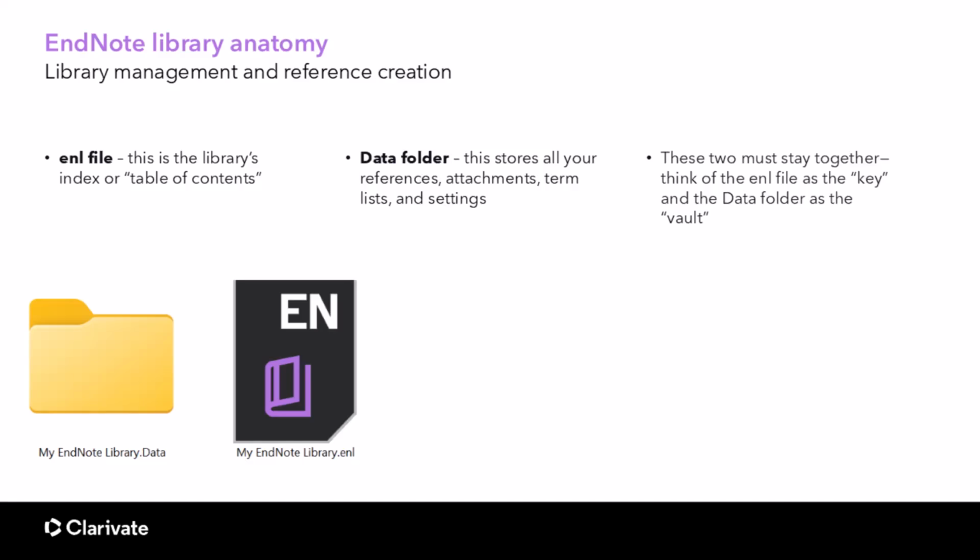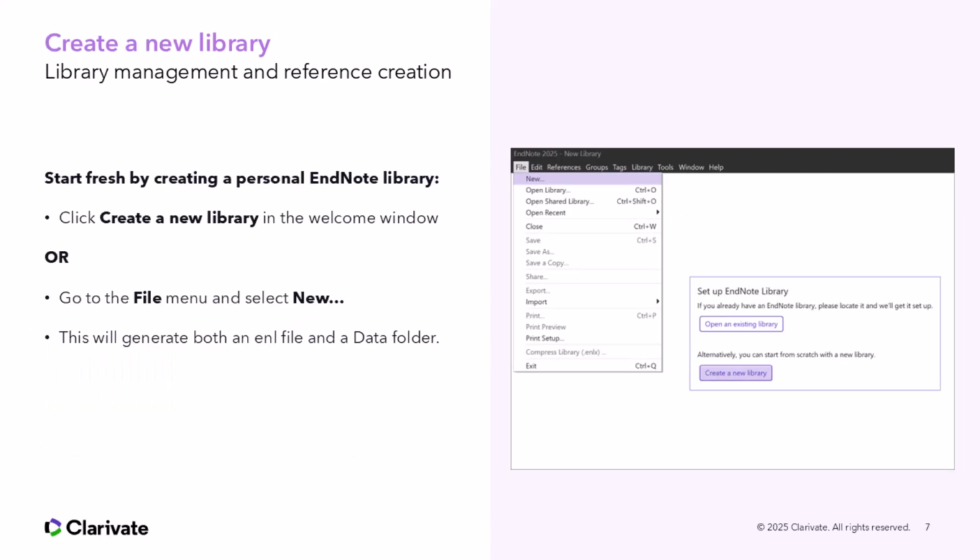Now that you know what an EndNote library is made of, let's walk through how to create one from scratch. When you first launch EndNote, you'll see a welcome window with a shortcut to create a new library. You can also go to the File menu and select New. Either option gets you to the same place. Once you choose to create a library, you'll be prompted to give it a name and pick a save location. We'll cover that in more detail on the next slide. Behind the scenes, EndNote will create two essential components, a .enl file and a .data folder. Together, they make up your full working library.